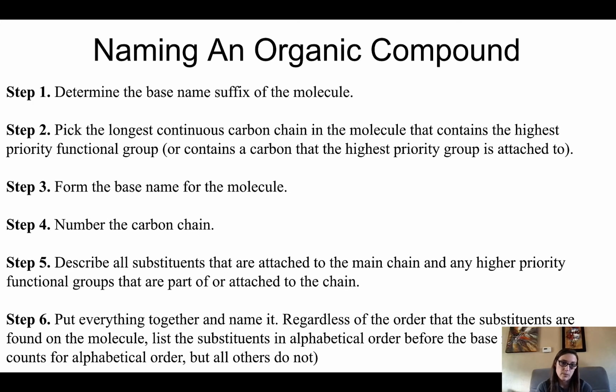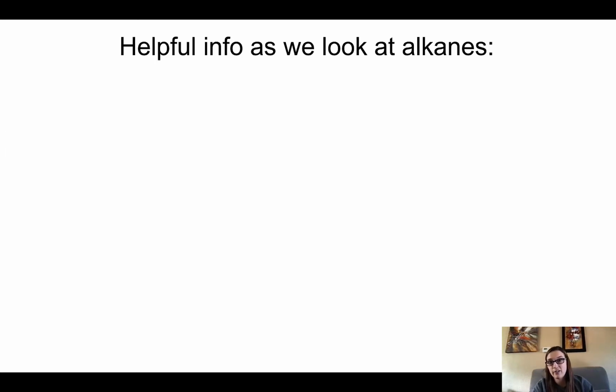So step 6 is to put everything together and name it. When you put everything together, we use dashes between numbers and letters and a comma between numbers. Regardless of the order of substituents, we always list them in alphabetical order. Some prefixes like di, tri, tetra, those don't count, but iso does count. So we'll look at this again more when we look at naming alkanes.